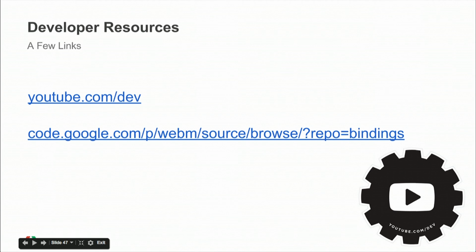So a few links. If you'd like to learn more about our APIs, go to youtube.com/dev. This is the link to the repository that hosts all the JNI wrappers for WebM, VP8, Vorbis, and libyuv, which allows you to do RGB to YUV conversion, which is a little detail that we didn't get into too much during this talk. We are working on polishing up this demo app, and we're planning to open source it as well, so you can try it out yourself.